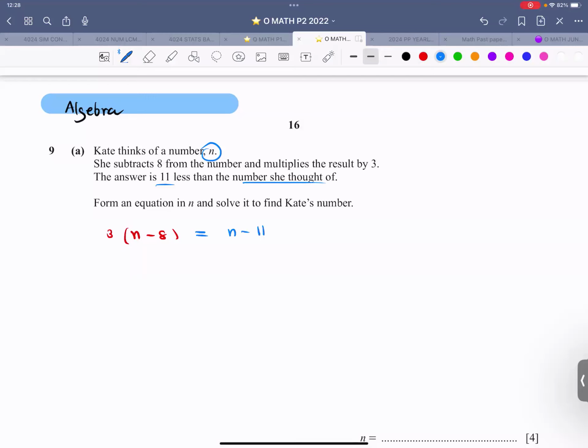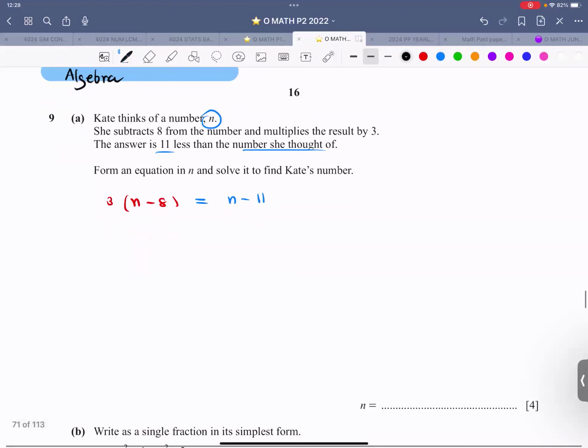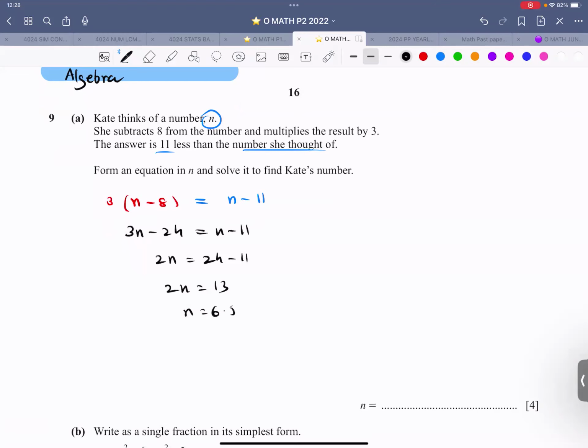This is something like basic algebra. So therefore, 3n minus 24 is n minus 11. 3n minus n, 2n. This is 24 minus 11. So therefore, 2n is 13. n is 6.5.